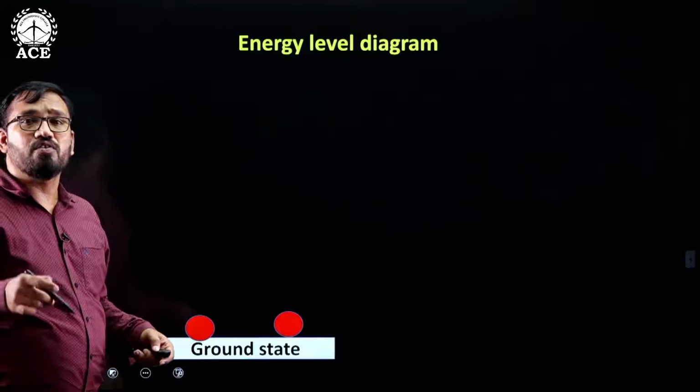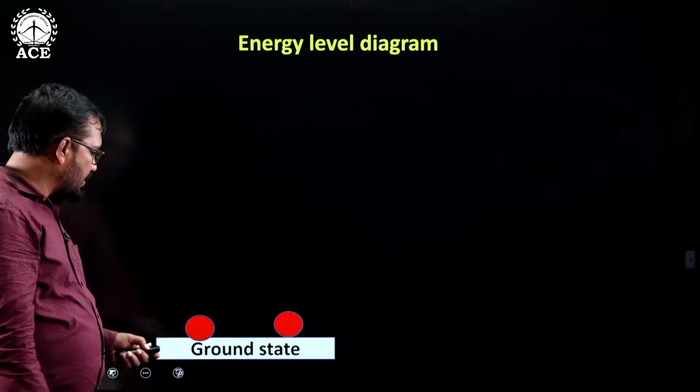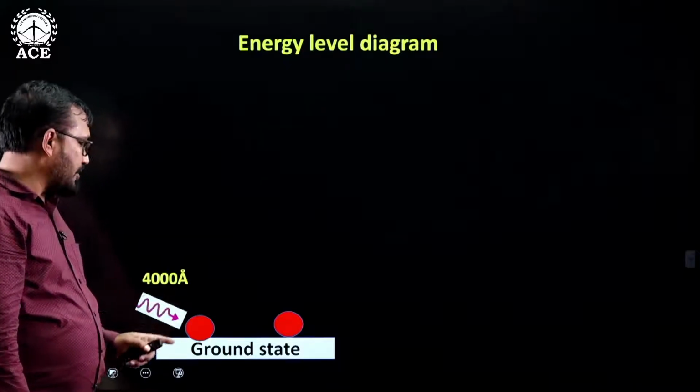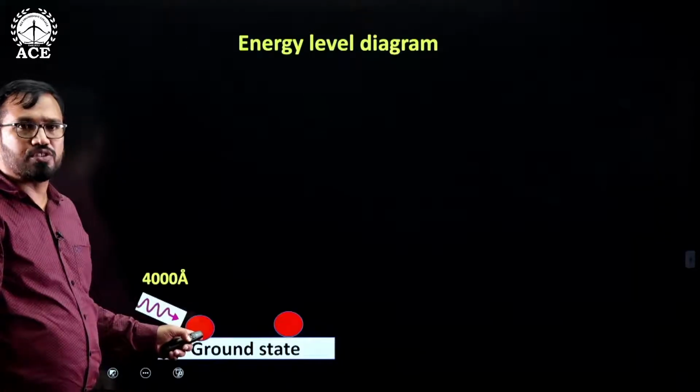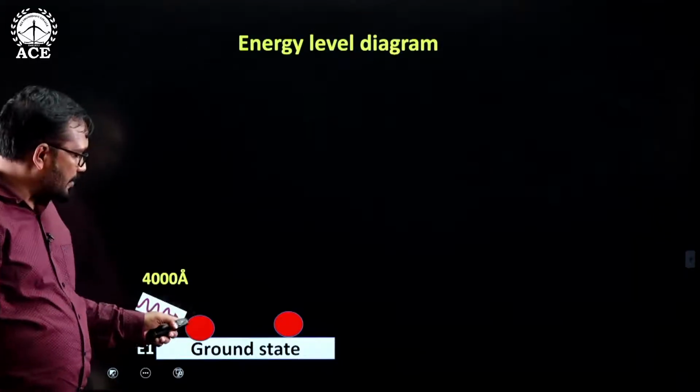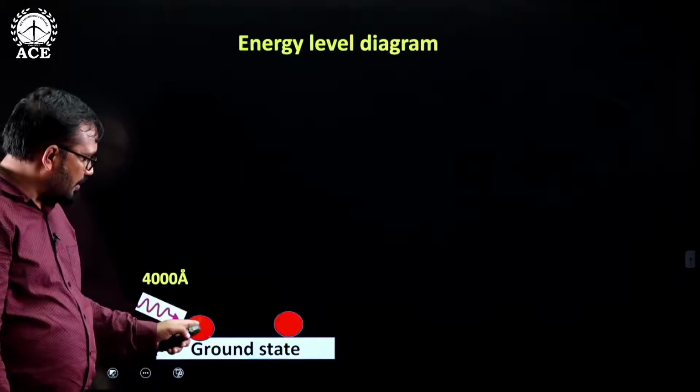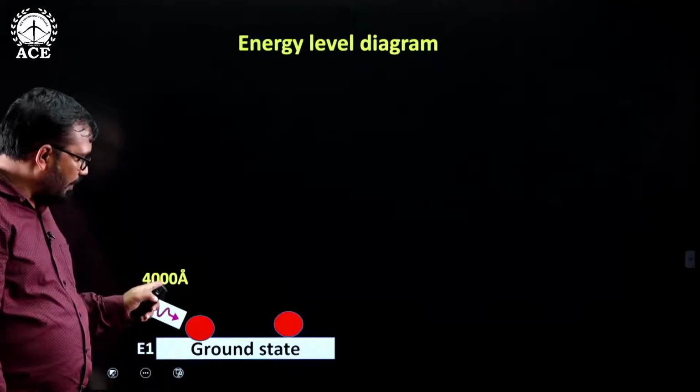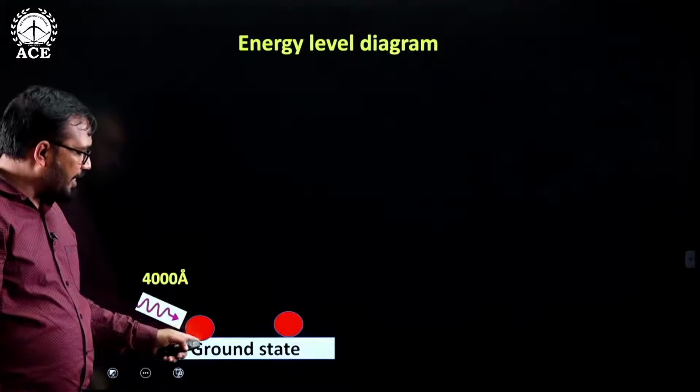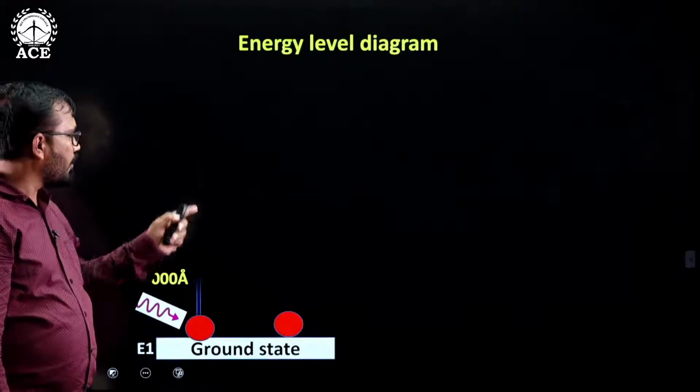So what kind of light are you getting? Bluish green color. For example, see here, it is a 4000 angstrom light. It is a bluish color. What happens when this atom absorbs this photon? When this atom absorbs a photon of this wavelength, what happens? It won't stay here. It will be excited to which level?